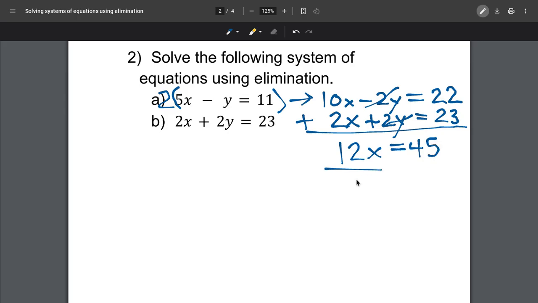Okay, we're going to divide both sides by 12. And we get x equals 45 divided by 12. Now, 12 times 3 is 36. 45 minus 36 is 9, so we get 3 and 9/12, or 3.75 for our x value.